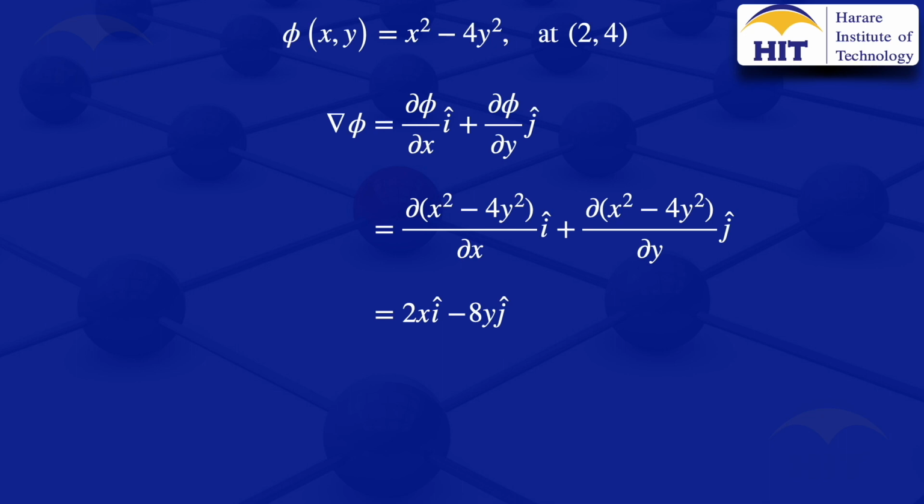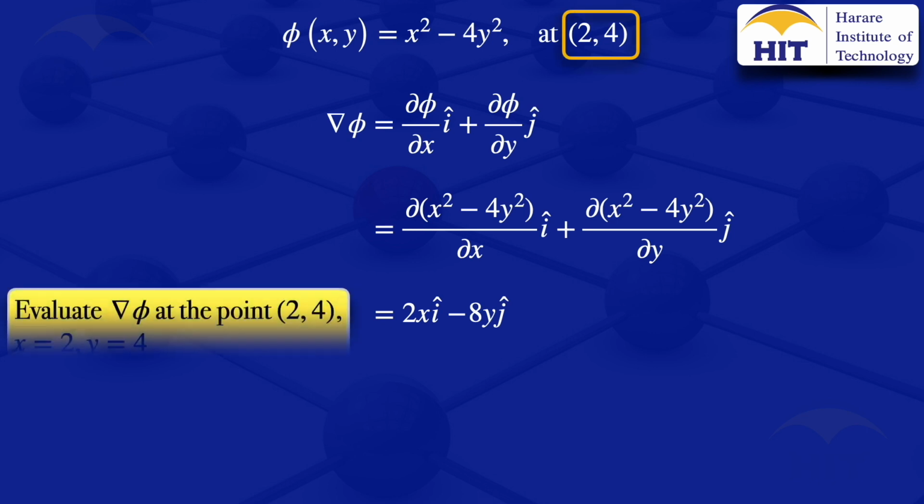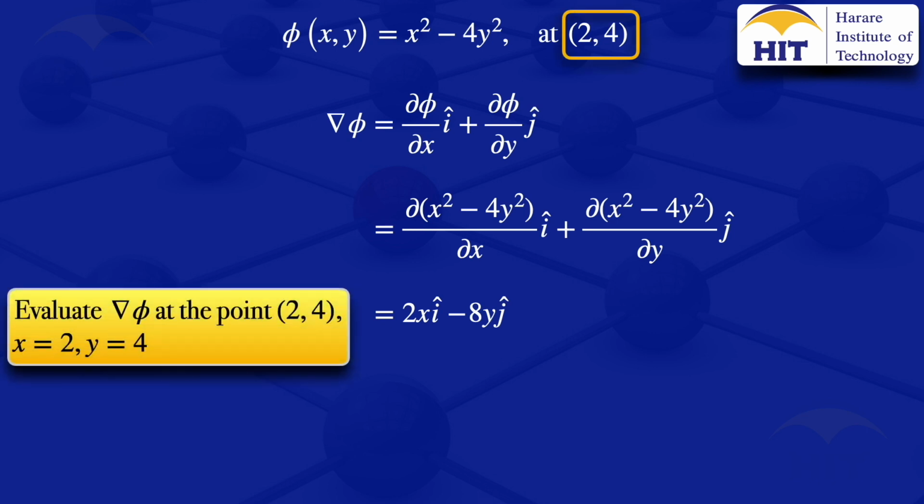But our question is asking us to evaluate the gradient at the point 2, 4. So at the point 2, 4, we are saying x equals 2 and y equals 4. So we substitute these values into this expression here so that we have our grad phi at the point 2, 4 is equals to 2 times 2 i minus 8 times 4 j. And that will simplify to 4i minus 32j. So what you are having there, that's the gradient of the given function at the point 2, 4.